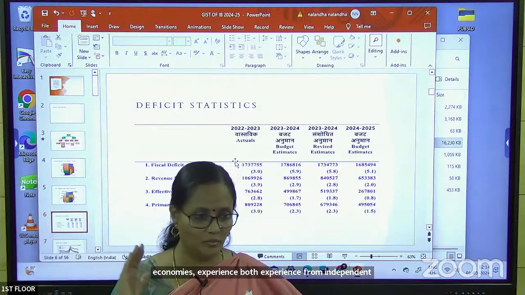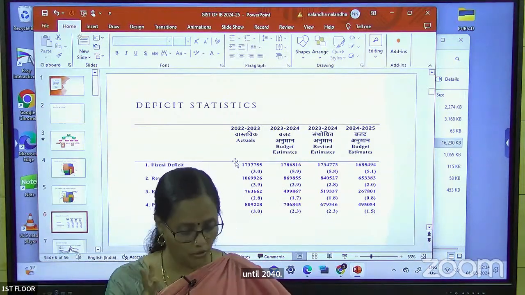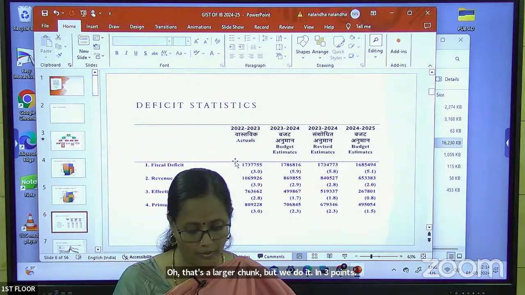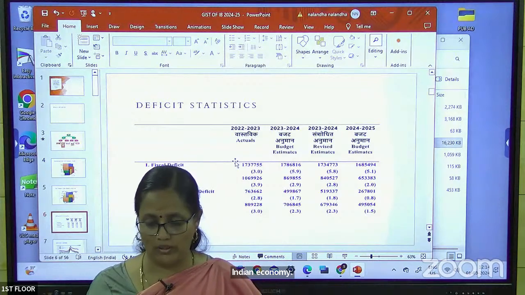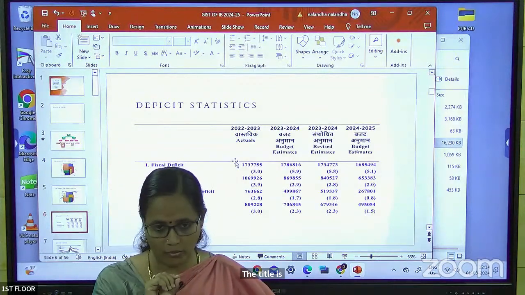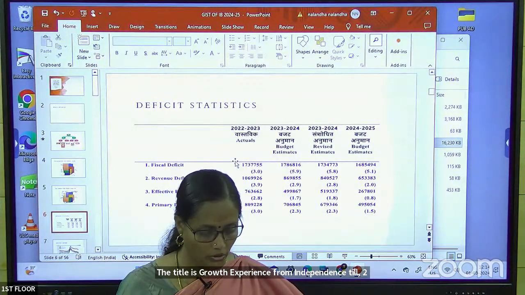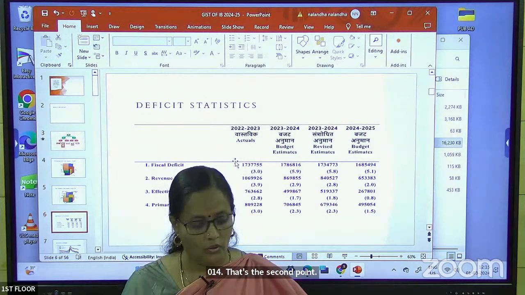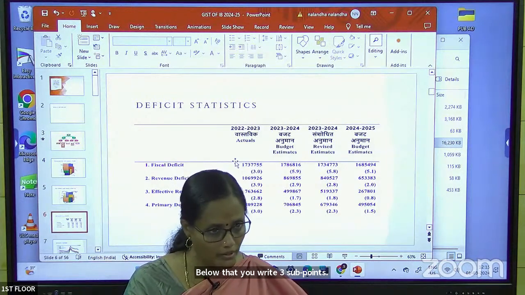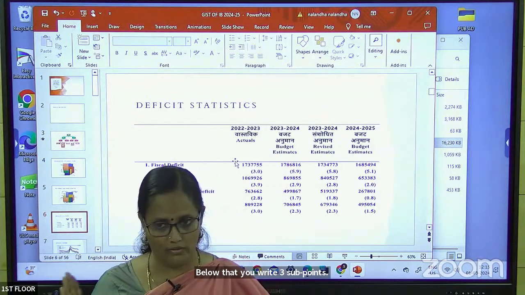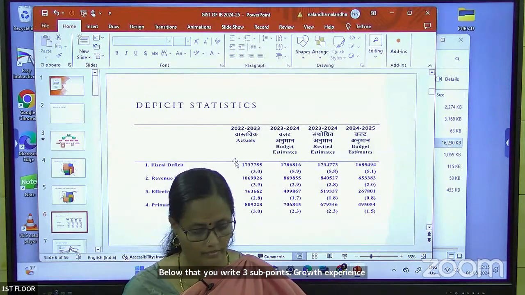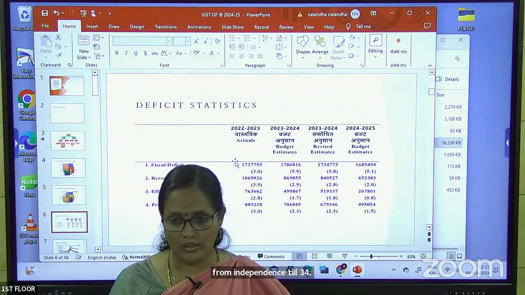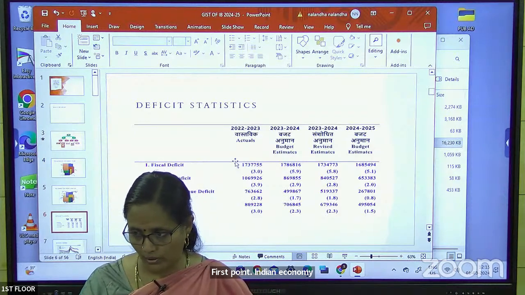That's a large chunk, but we do it in 3 points. The title is Growth Experience from Independence till 2014. As the second point, below that you write 3 sub points. Growth experience from independence till 2014. First point, Indian economy transition from a closed economy to an open economy.